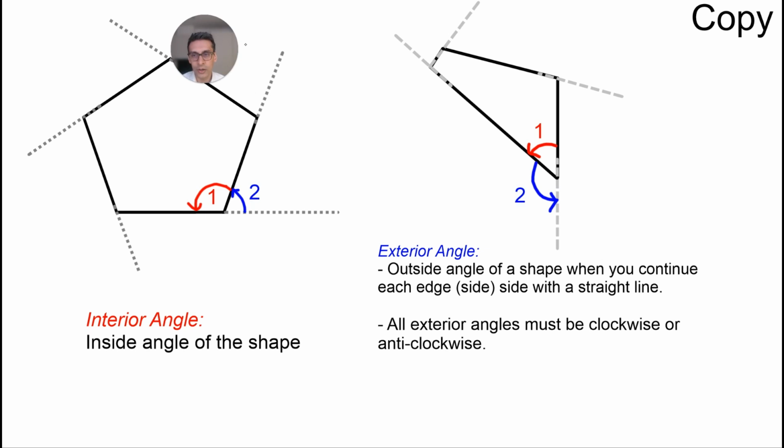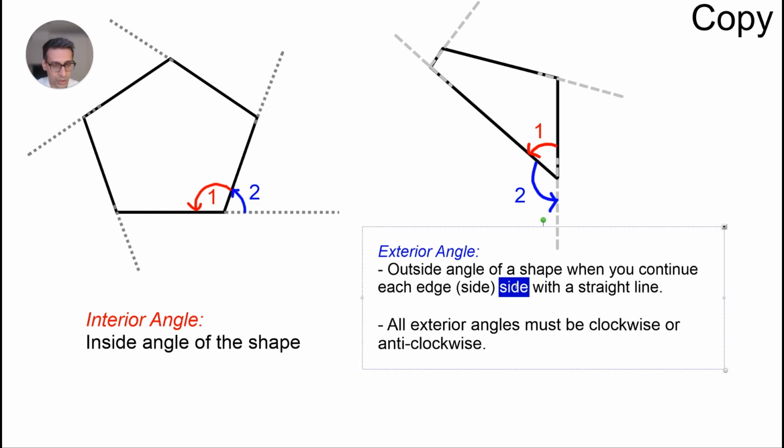But if we just pause it now, I just want to show you the interior angle is the angle inside the shape. The exterior angle is the angle outside of the shape when you continue each edge once with a straight line. All exterior angles must be either clockwise or anti-clockwise. So we're going to continue looking at this in the next video. I'll see you in that one.